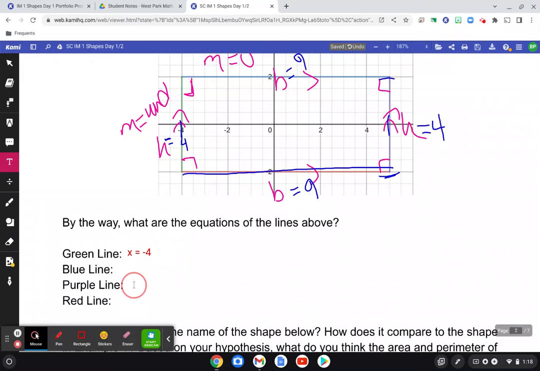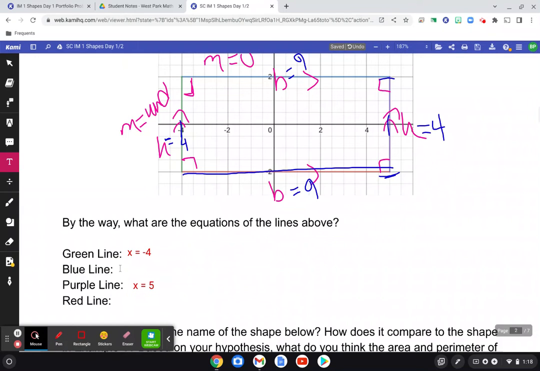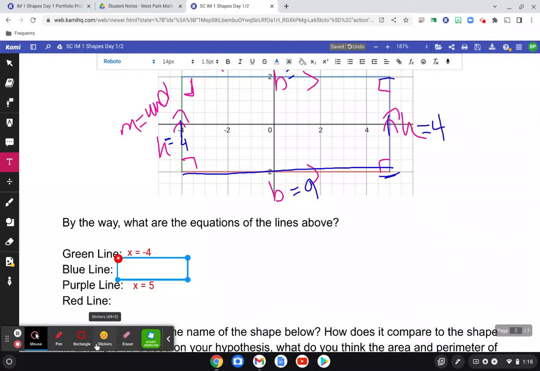You have that purple line over there as well. Let's follow that same logic. If it's x equals, that is going through 5, so that's going to be x equals 5. Okay, now the blue line and the red line, those are horizontal lines.